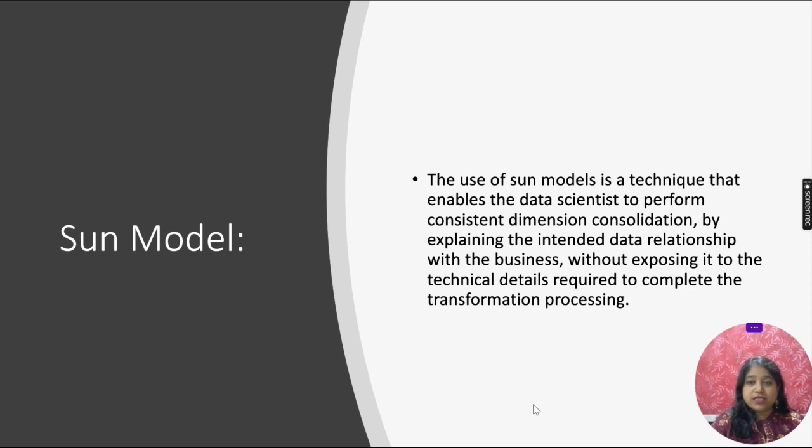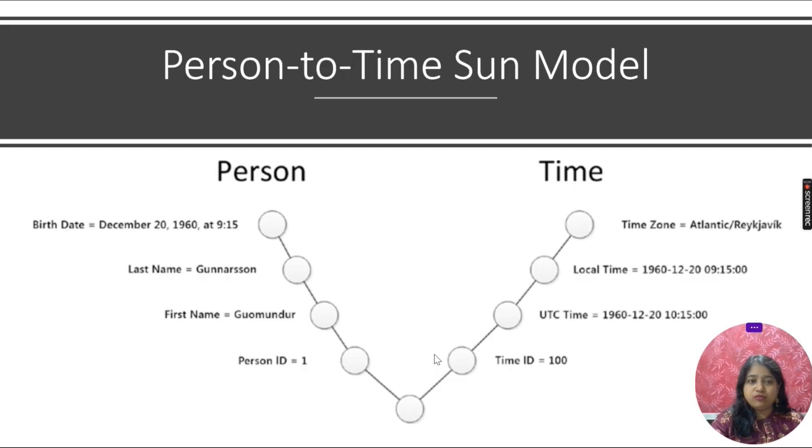is used. The Sun model is a technique that enables the data scientist to perform consistent dimension consolidation by explaining the intended data relationship with the business without exposing it to the technical details required to complete the transformation process. So the Sun model is basically used for Transform Superstep.